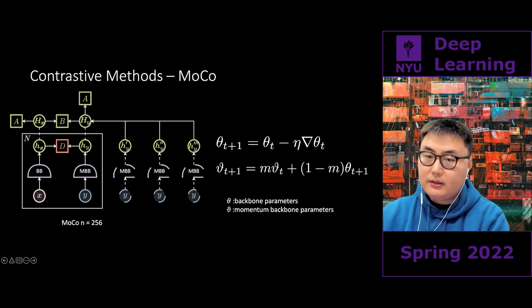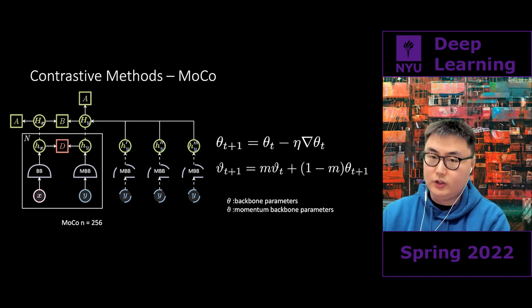If you get time, you can try expanding it yourself. Actually, the learning rate of the var theta t plus one is this learning rate times one minus m. So when one minus m is 0.01, this var theta's learning rate is 100 times smaller than the learning rate of theta t. So it essentially has a smaller learning rate.